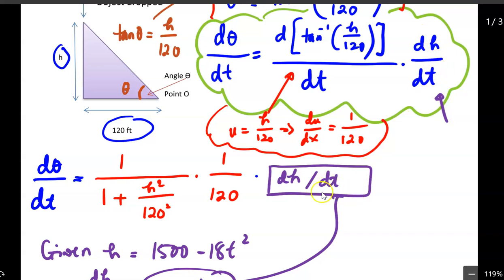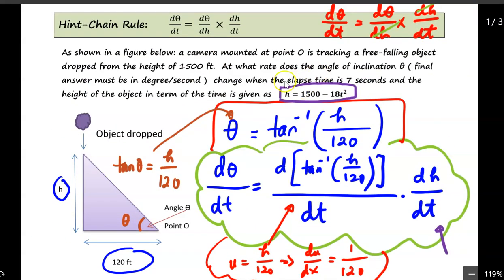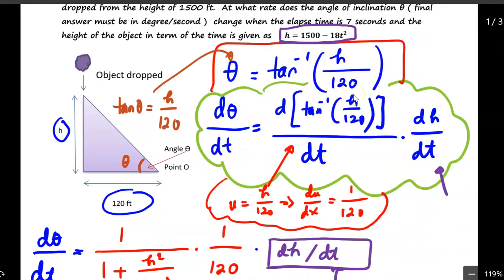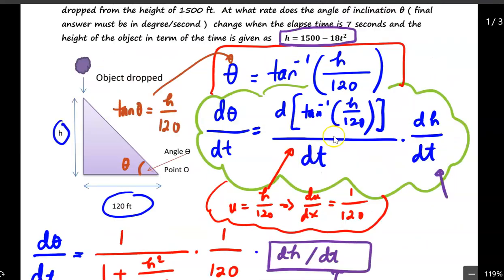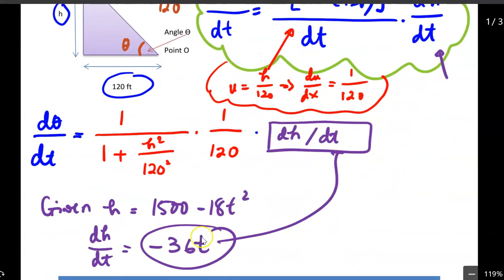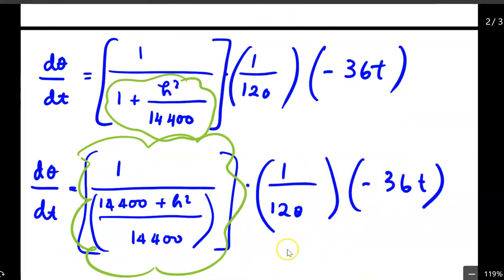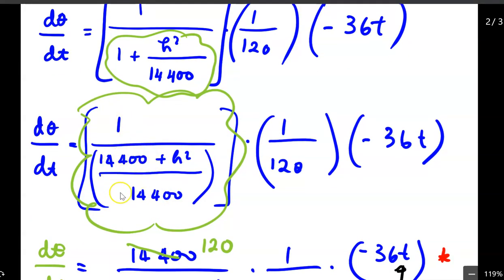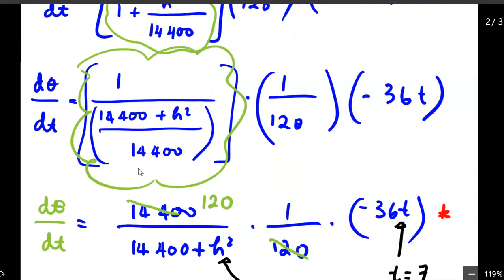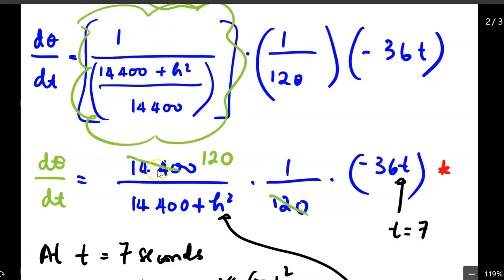And how do I get dh over dt? I differentiate the equation that was given to me. Differentiating this equation, I have -36t. So I substitute them all into these formulas and simplify the denominators. 1 divided by a fraction, I have to invert and multiply. So I take a common denominator so I can invert the fraction. At the same time, I can cancel this with this 120, so to have 120 here.